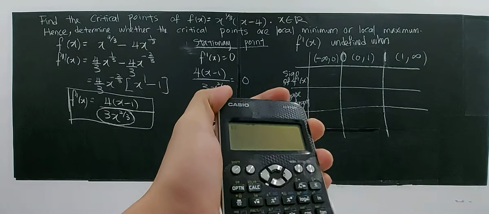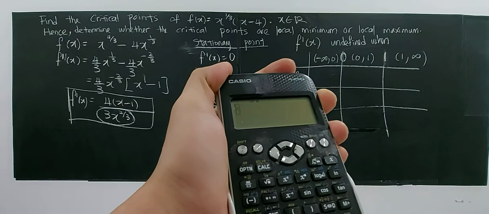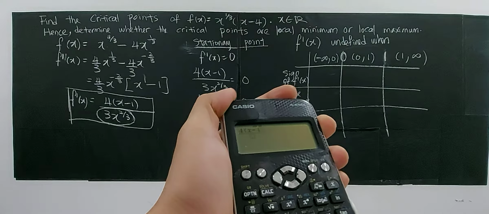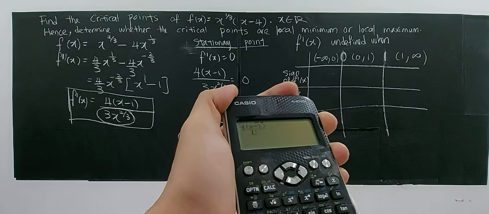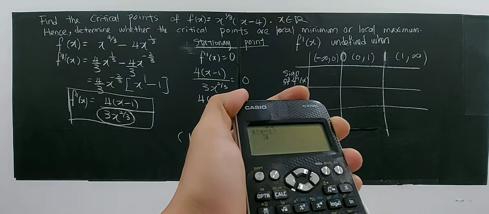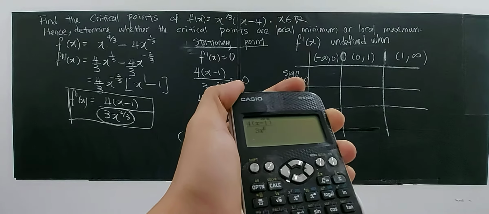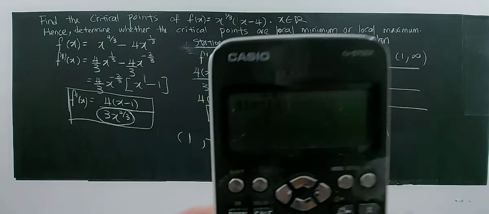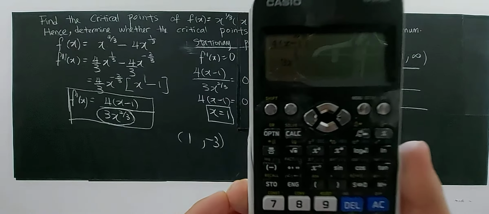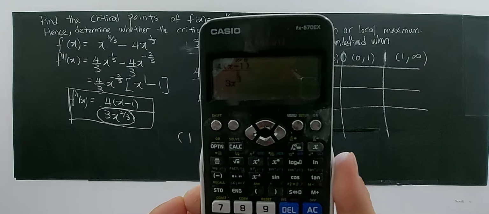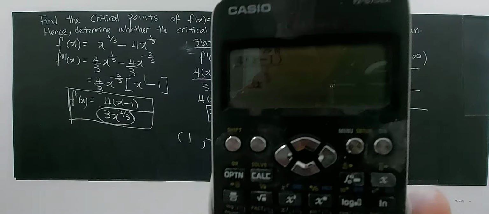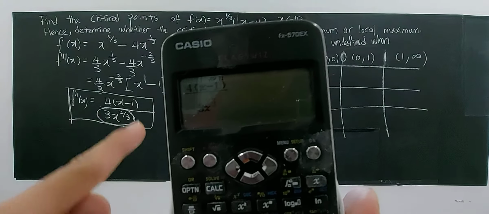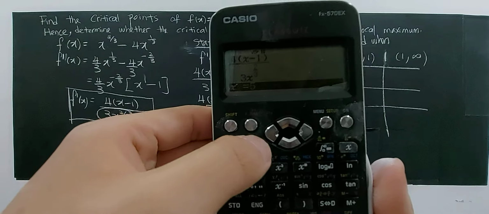So it will be 4 bracket x minus 1 over 3x to the power of 2 over 3, right? So I key in, and I get something like this: 4(x minus 1) over 3x to the power of 2 over 3, exactly this function here. Then I press the button to calculate.